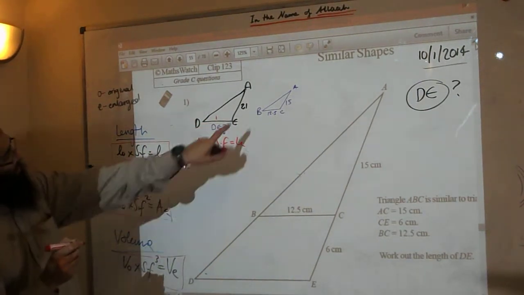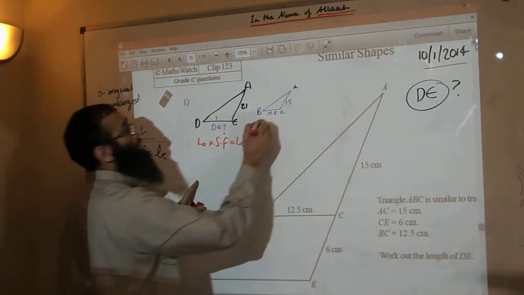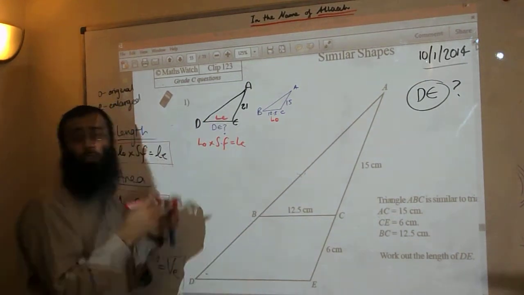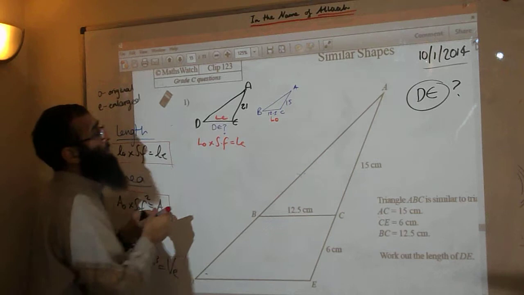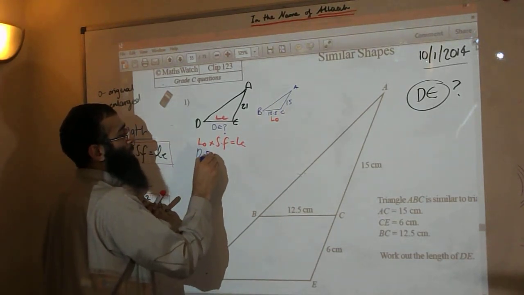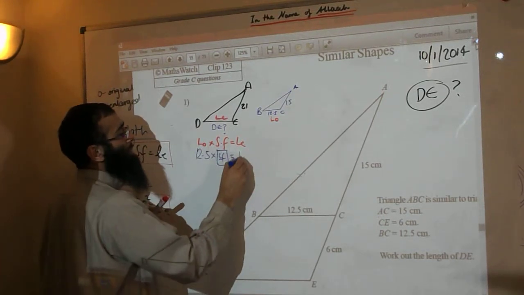We've got one shape, the smaller one, that one, so we'll call this one the original, isn't it? Yeah? Because this one becomes that one. So we'll call this one our length original. And this will be the length enlarged. As you can see, that's the small one, that's the bigger one. So the length original is 12.5. We multiply that by the scale factor, and that will give us DE.